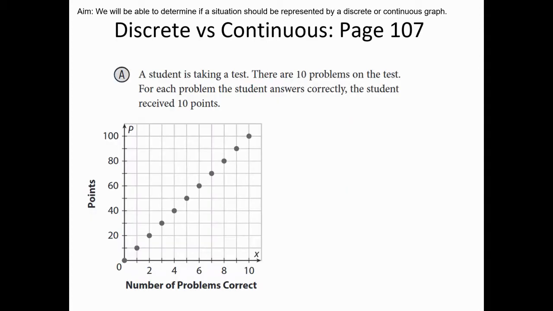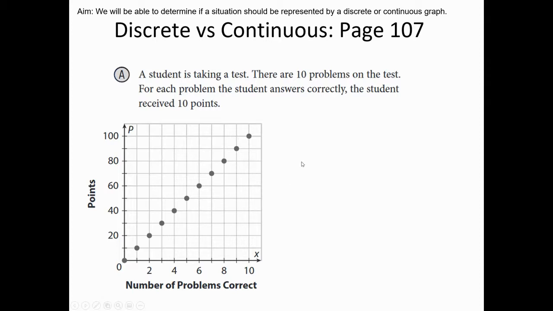So with that in mind, we're going to go over a couple of examples where situations are graphed, one by a discrete situation and one by a continuous. If you go to page 107, you can see an example that is discrete. Take a look at this. This is when students are taking a test. There are 10 problems on the test, and for each problem the student answers correctly, the student receives 10 points. In this situation, it seems like there's nothing in between, no partial credit.